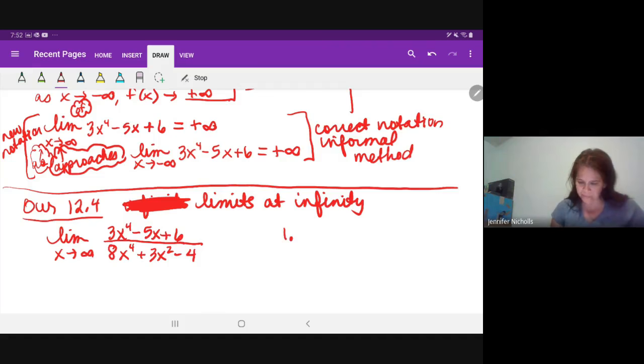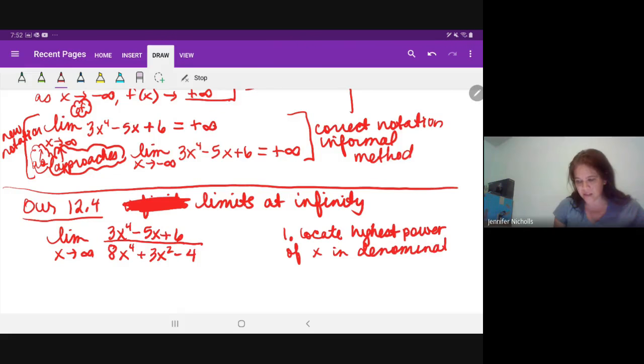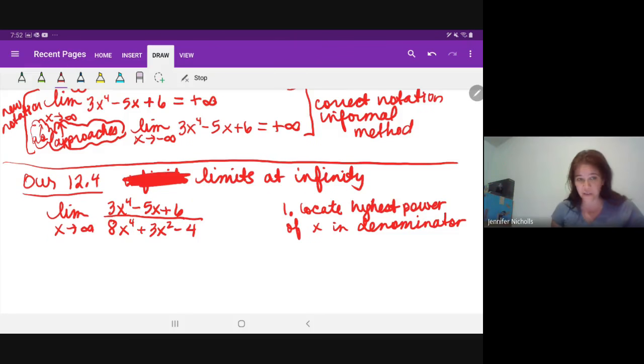Number 1, you're going to locate the highest power of x in the denominator, not in the numerator. So you look here, and the highest power of x is x to the fourth. The answer for this one is x to the fourth, not 8x to the fourth. That'll make your problem a little more complicated. Just pick x to the fourth.